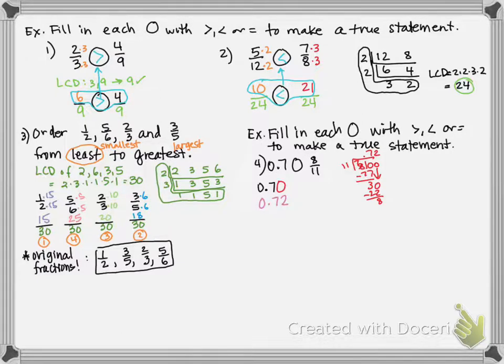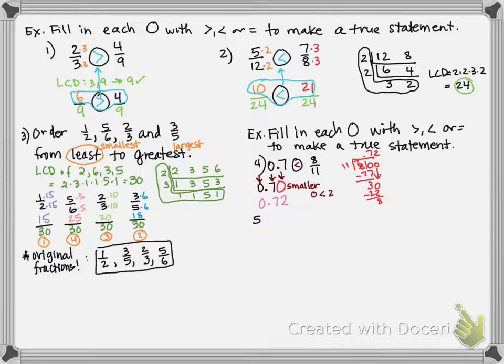0.72. So now I'm going to look and see if I can find where they have a difference. So they both say 0 in the ones column. Tenths column both say 7. So here's where we find a difference. So this guy is going to be smaller, because 0 is smaller than 2. 0 is less than 2. So that makes the 0.7 less than the 8/11ths. All right, let's try another one.